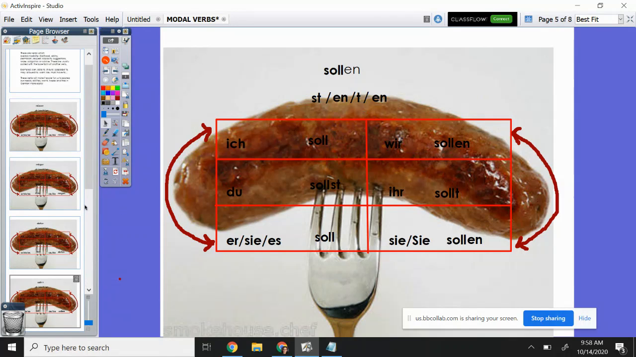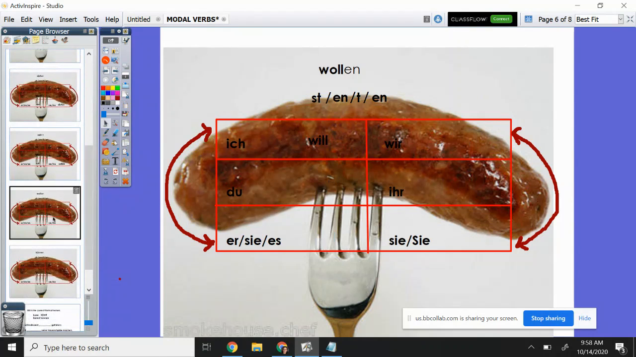Okay, let's move on to the next one. Our next verb is wollen. If we know the ich form, will, and we know the infinitive, wollen, we can do the rest of the conjugations here. Er, sie, es will, and then du willst.